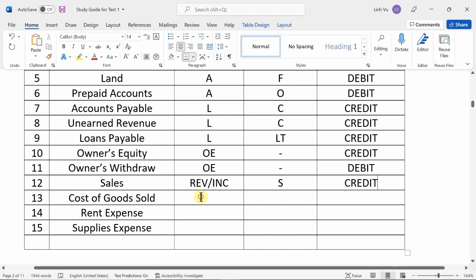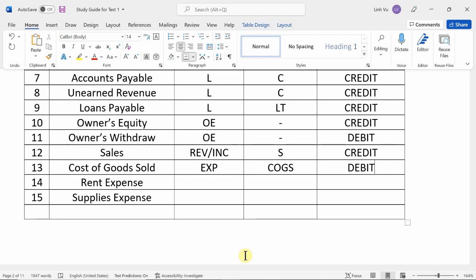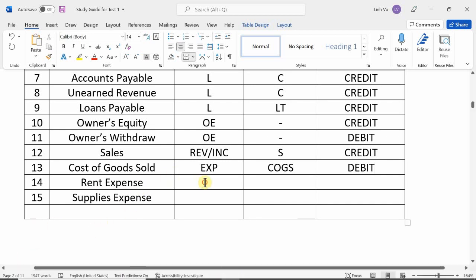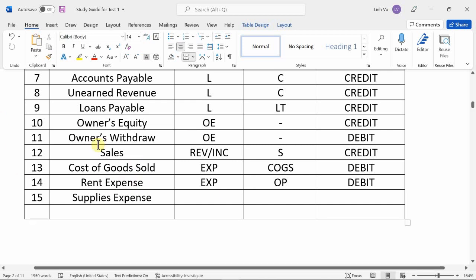What about cost of goods sold? It's an expense and it's a cost of goods category. Good. COGS for short. And it's a debit. Good. Okay. Rent expense. It's also an expense, and it's operating expenses. Good. And it's also a debit. Right? You need the rent expense in order to operate your business. So it's going to be an operating expense.